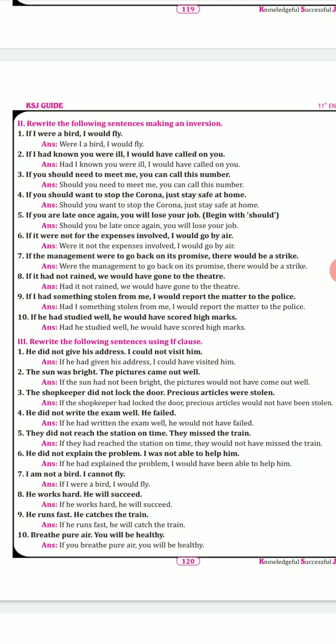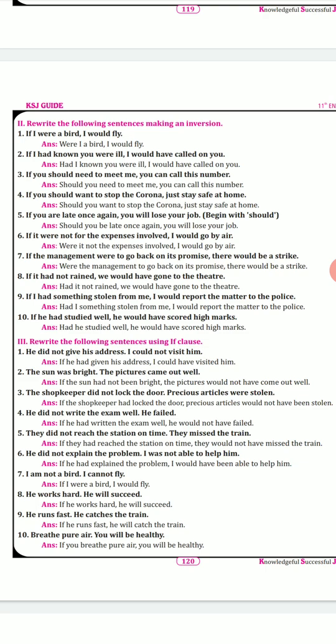And the sixth sentence, if it were not for the expenses involved I would go by air. So this should start with were. First of all we have to remove if and then begin with were. So, were it not for the expenses involved I would go by air.